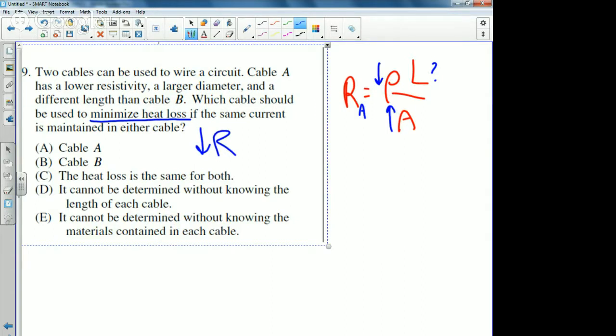Well, the fact is, we can't tell. Because even though resistivity went down and area went up, do we know what happened to the length? No. So we can't tell what happened to resistance without knowing the length of the cable.